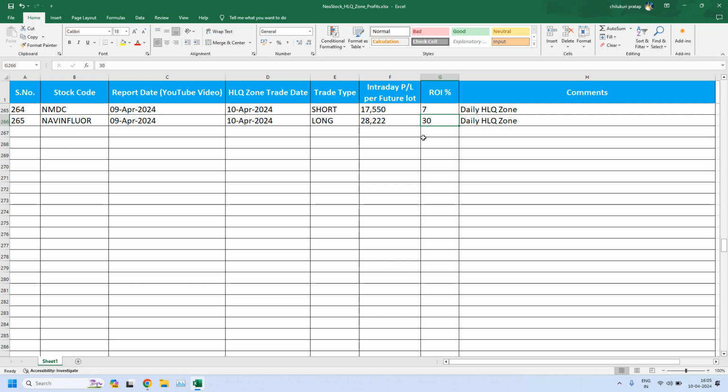And NMDC, next one, is very interesting. So many trades in that today. Almost 4 trades we got in that. One is stopped out, remaining all 3 are successful. Actually, the second one gave 1:5 RR.